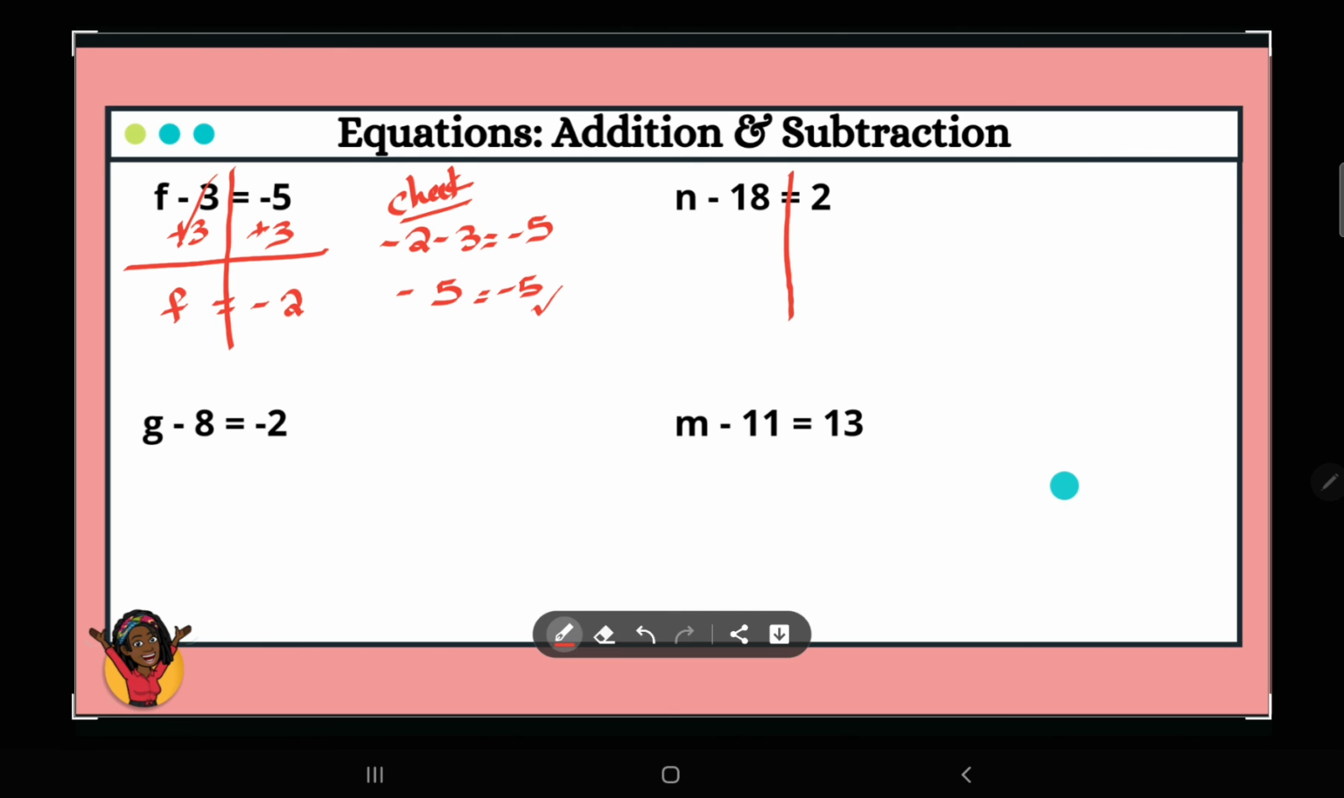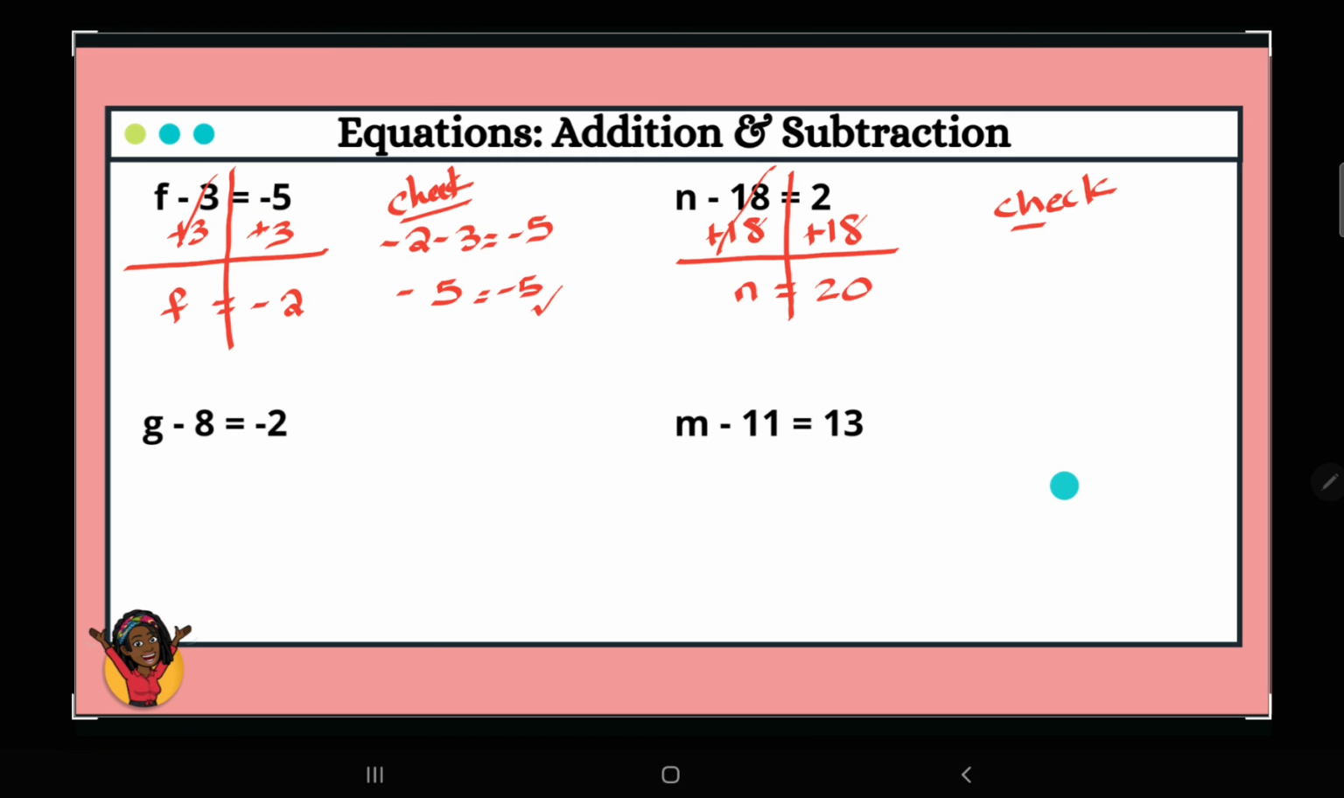So again, this is a place where it's good to pause the video, try the problems on your own, and then come back to see if you got it correct. The variable is n, we're subtracting 18. The inverse is to add 18 on both sides. Negative 18 and a positive 18 cancels out. N is equal to 20. Now we substitute it back in for our check. So 20 minus 18 is equal to 2. And that is indeed balanced.